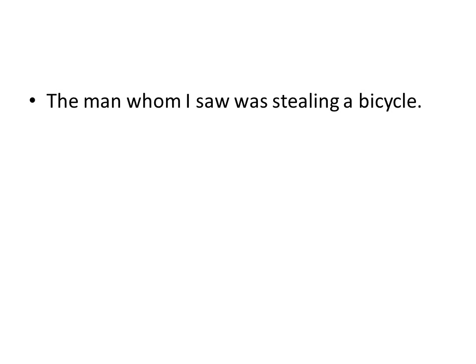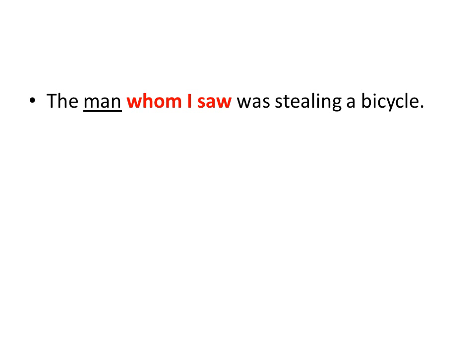The man whom I saw was stealing a bicycle. Take a look at this for a few seconds and see if you can figure out what is the relative clause in this sentence. Got it? Let's see what we got. There's our main clause. The man was stealing a bicycle. So that leaves us whom I saw as the relative clause. Man being the antecedent of that relative clause.